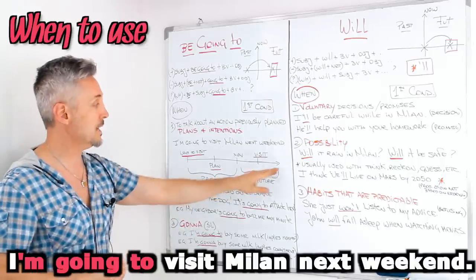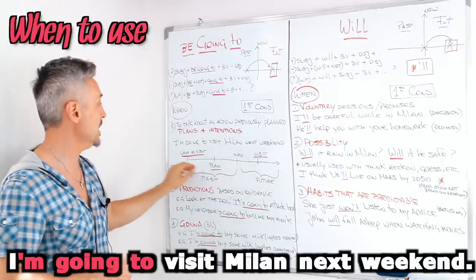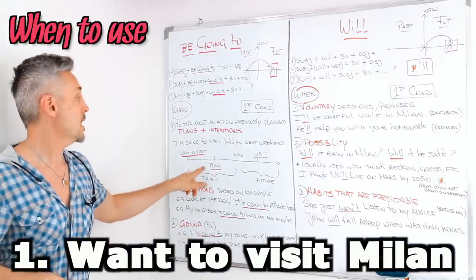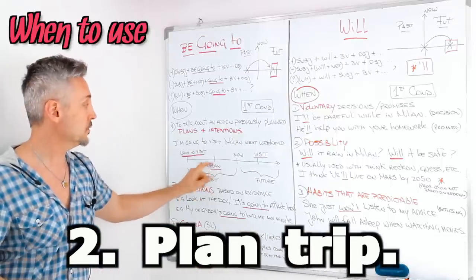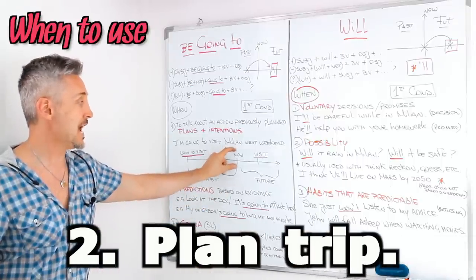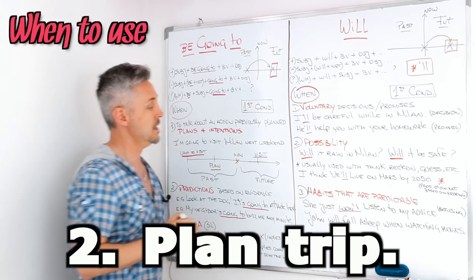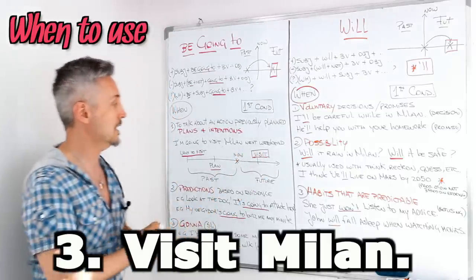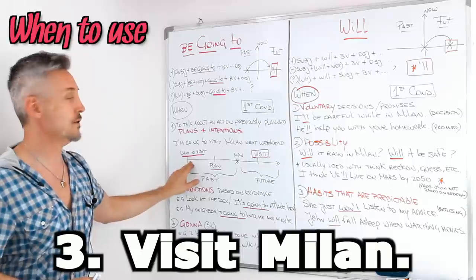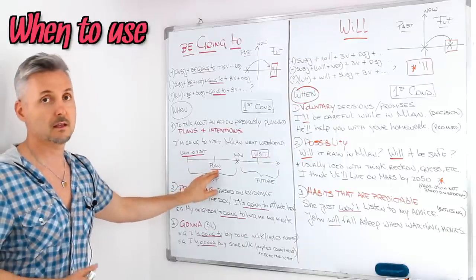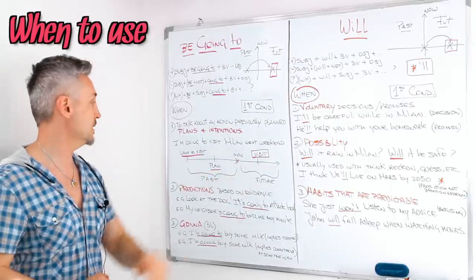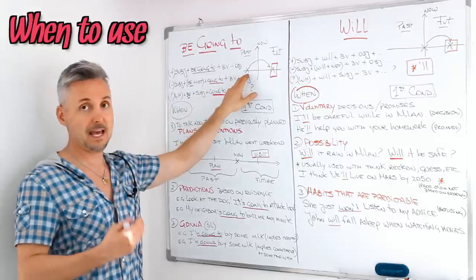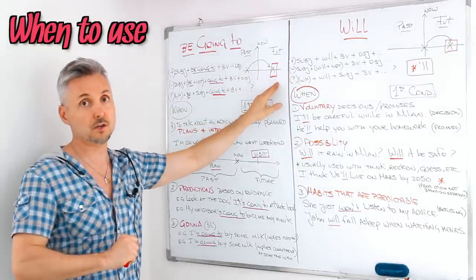So, if you have the timeline, I have here the horizontal timeline. First, in the past, I decided I want to visit Milan. Then I planned my trip. You can see it right here. This would be now, right here would be now. And then I visit Milan. I am going to visit Milan in the future. So first I want to visit, then I plan the trip, and then I visit Milan. So it is an action that was previously planned and for an effect in the future.